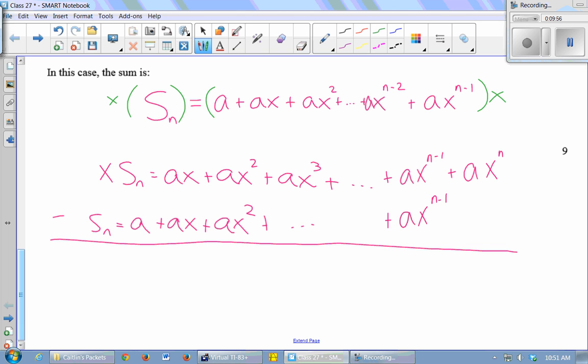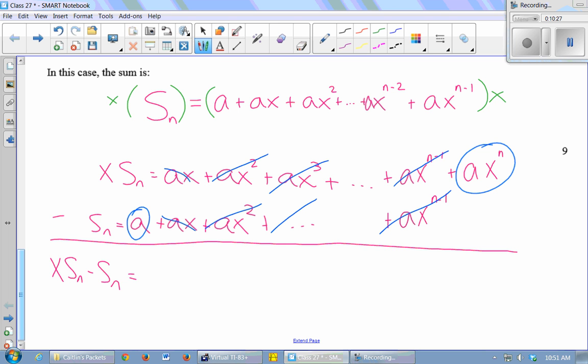So x times s sub n minus s sub n is on the left. And on the right, almost everything drops out, right? I have ax minus ax, ax squared minus ax squared, ax cubed minus ax cubed. I have an ax to the n minus 1, minus ax to the n minus 1. And all I'm left with is a and the ax to the n.